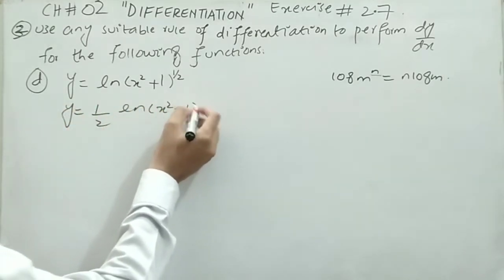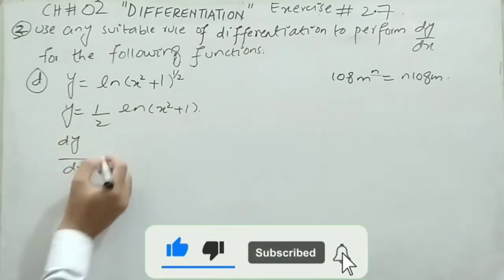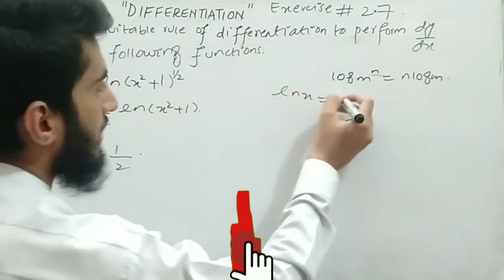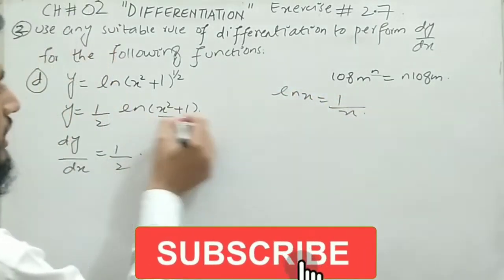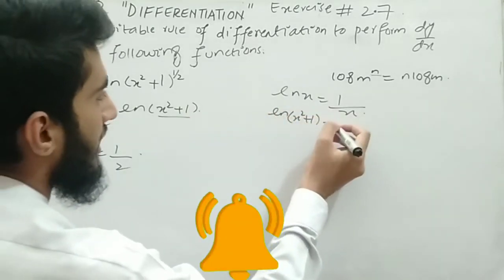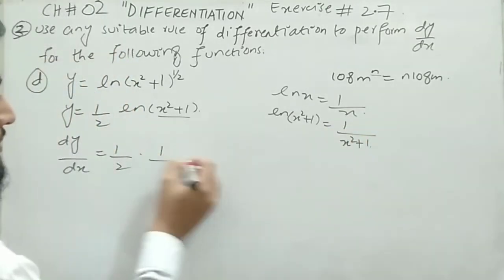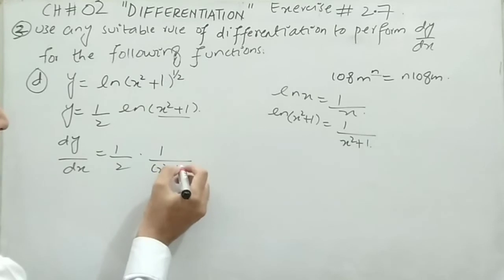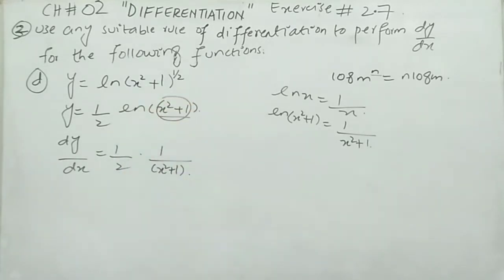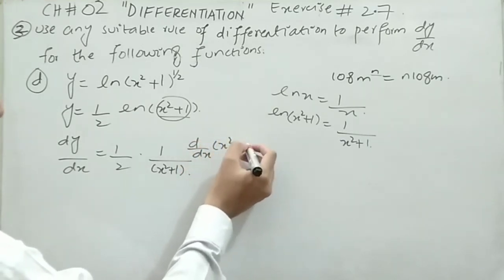x square plus 1. Now we differentiate both sides with respect to x, so dy by dx will be equal to 1 over 2. You know that the derivative of ln of x is always 1 over x, but over here we have the function x square plus 1, so replace x with x square plus 1. So the derivative of ln of x square plus 1 will be 1 over x square plus 1. Now also take the derivative of this inner function, d by dx of x square plus 1.